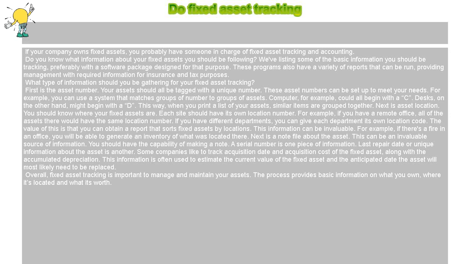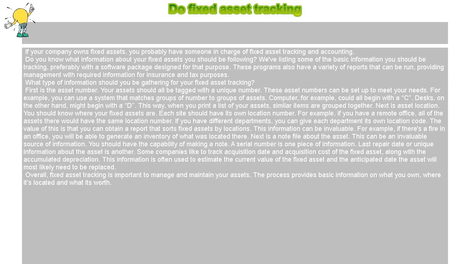First is the asset number. Your assets should all be tagged with a unique number. These asset numbers can be set up to meet your needs. For example, you can use a system that matches groups of numbers to groups of assets.